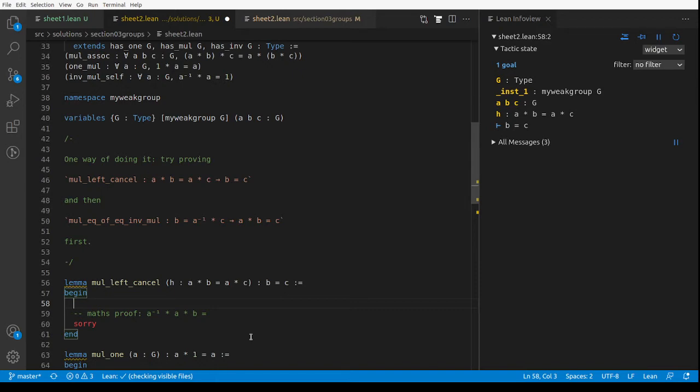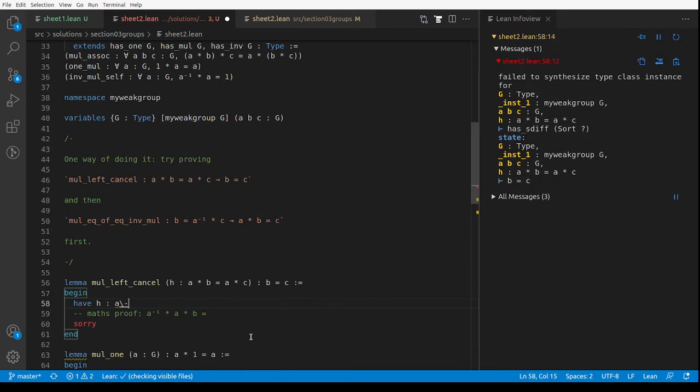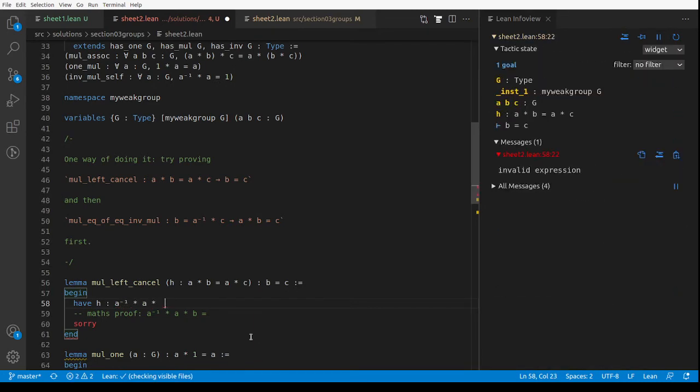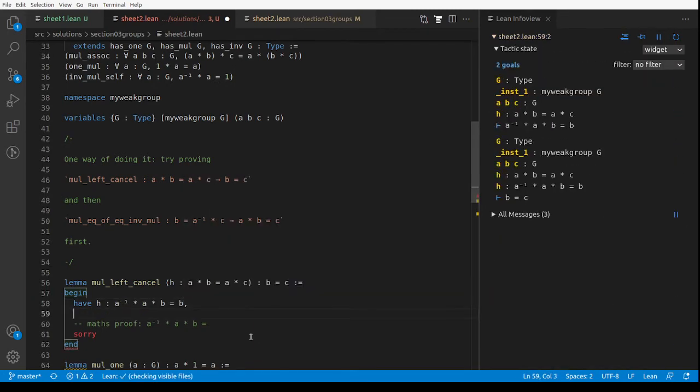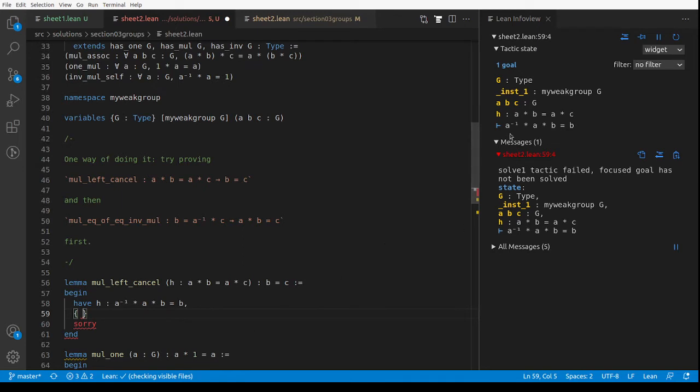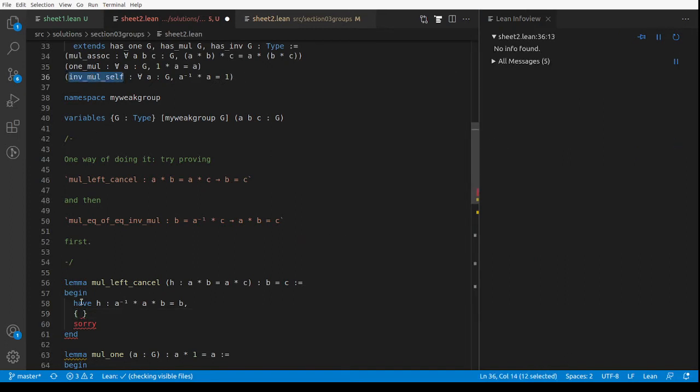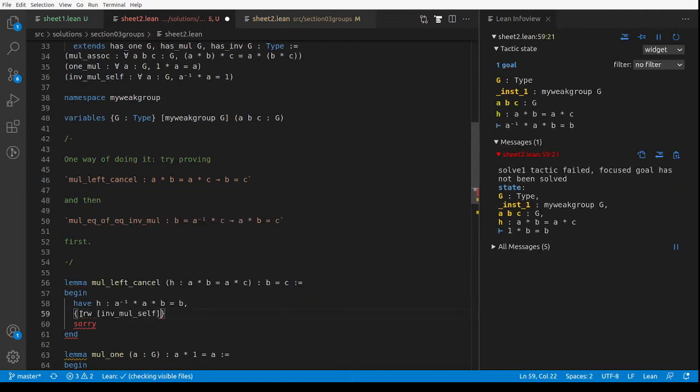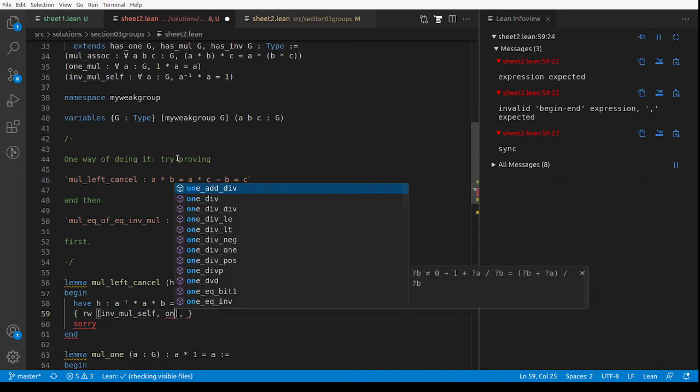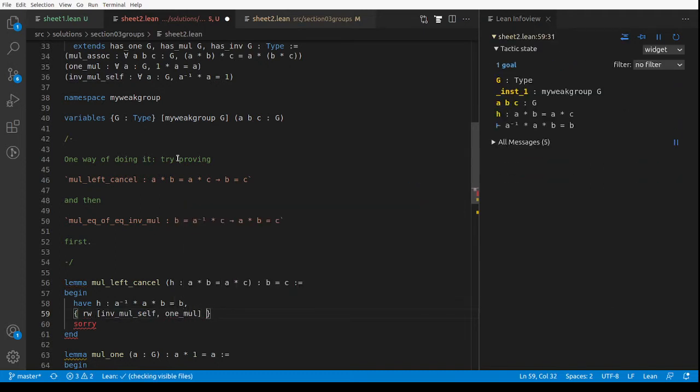So how could we do this? We could do have H: A inverse times A times B equals B, and that shouldn't be too difficult to prove. That would be associativity. So associativity is in the right place here. I was going to say we could use the simplifier, but we can't use the simplifier, because these are weak groups, not groups. So we need to rewrite this. And now 1 times B is B, so we rewrite 1 mul as well. So that's the proof of that.